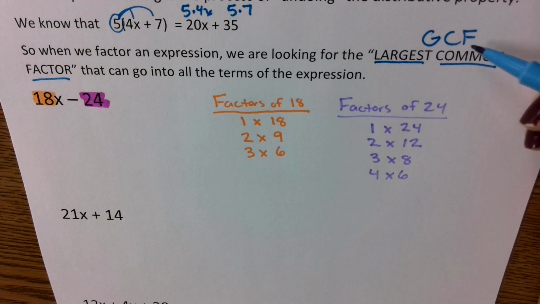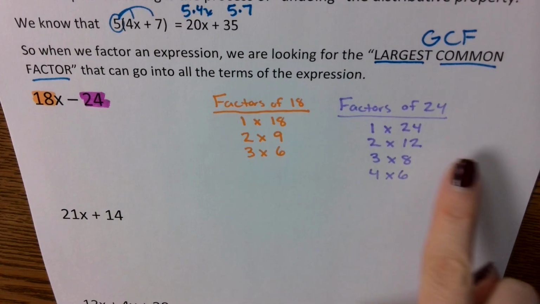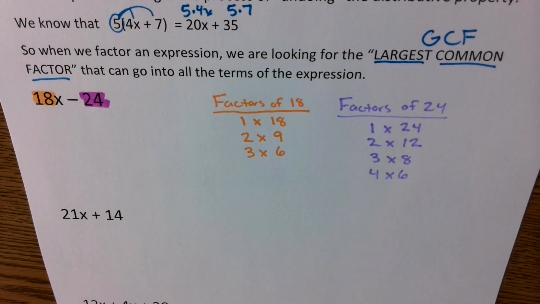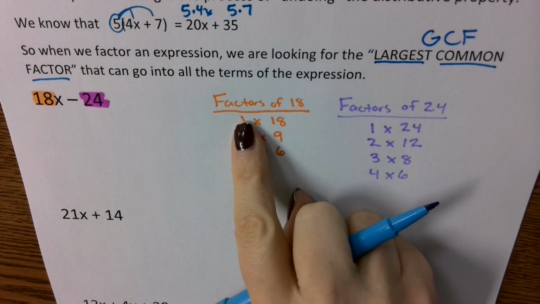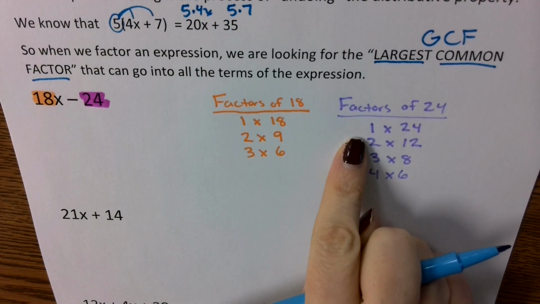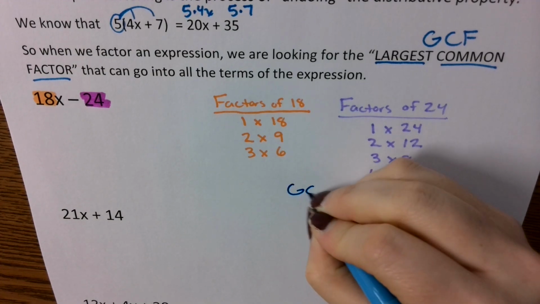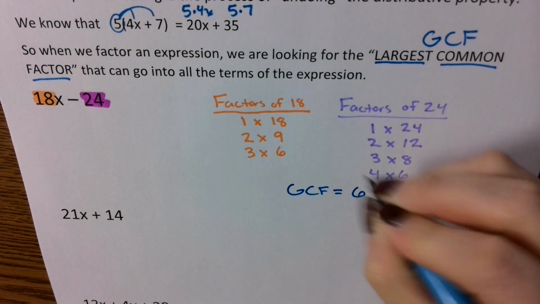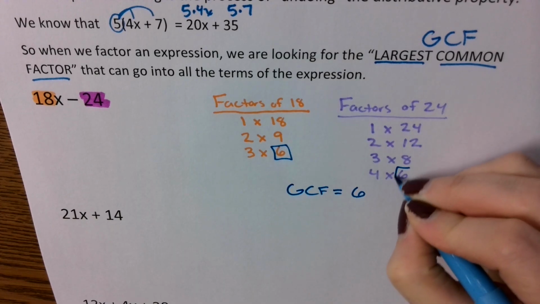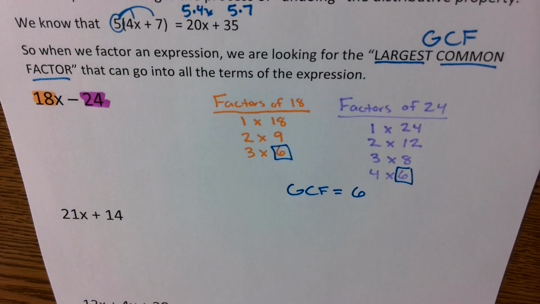Now we want to identify the greatest common factor that they share. What's the largest number that 18 and 24 both share as a common factor? Jordan? 6, right? They have a 1 in common. They have a 2 in common. They have a 3 in common. But we want to go with the greatest common factor. So the greatest common factor in this case is the 6. 6 is the largest factor that they both share.